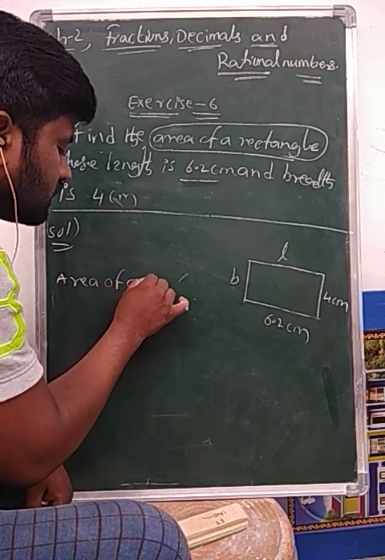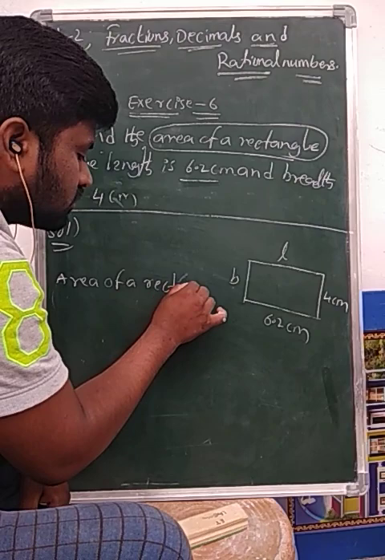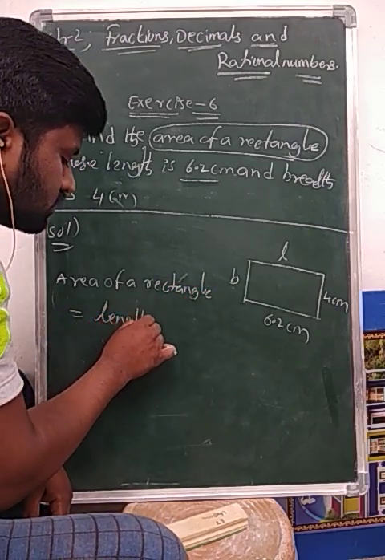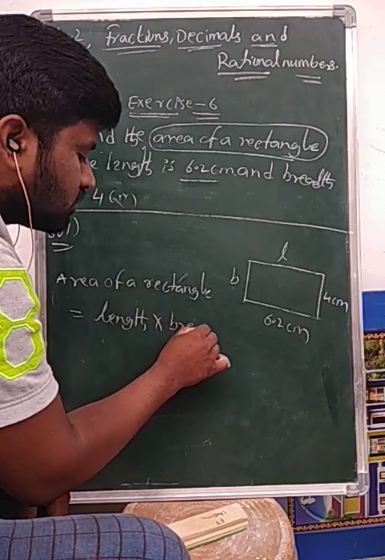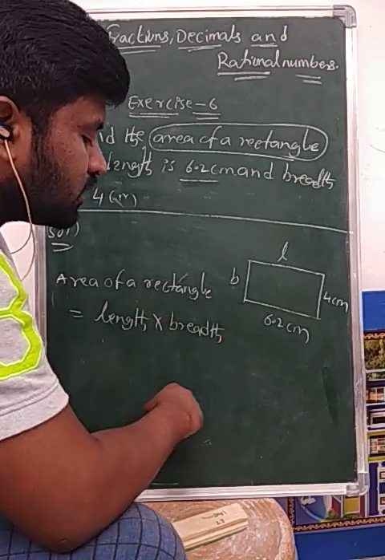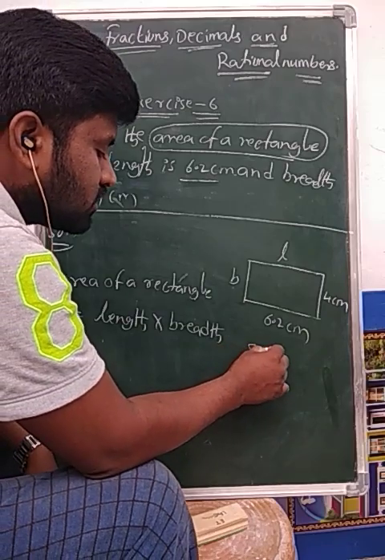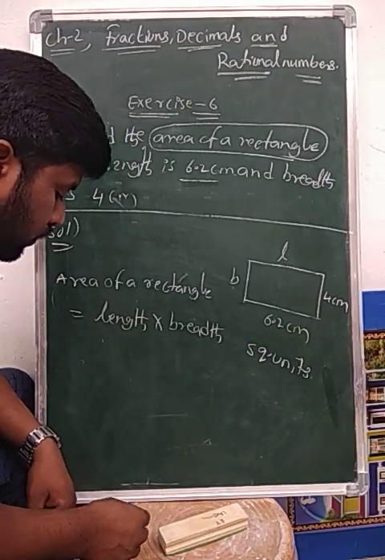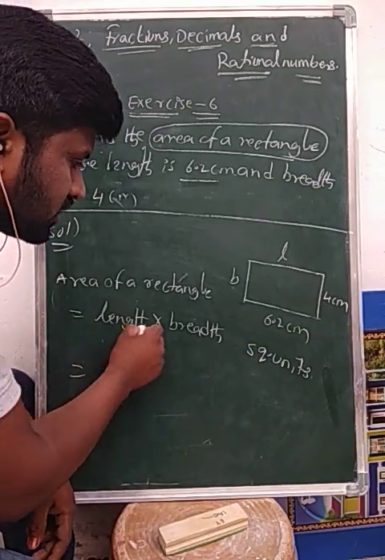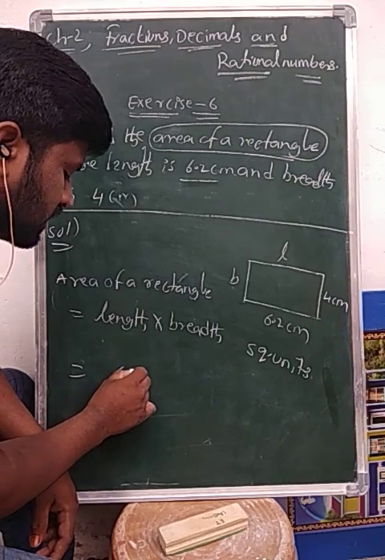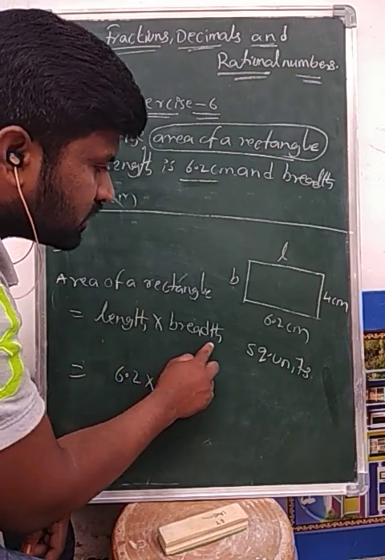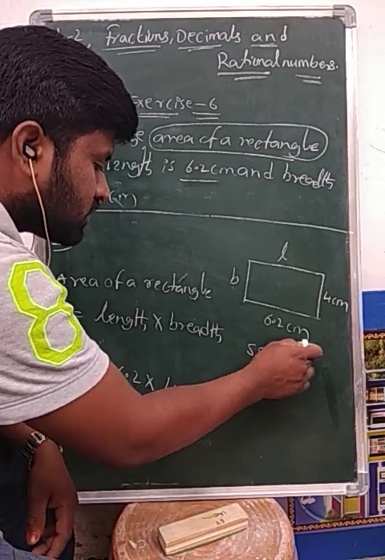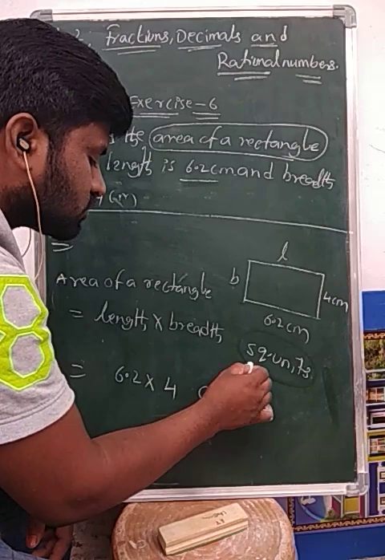Area of a rectangle equals length into breadth, the product of length and breadth. Area is always in square units. Now, length is given as 6.2 centimeters into breadth 4 centimeters. Area is always in square units, that's why square centimeters.